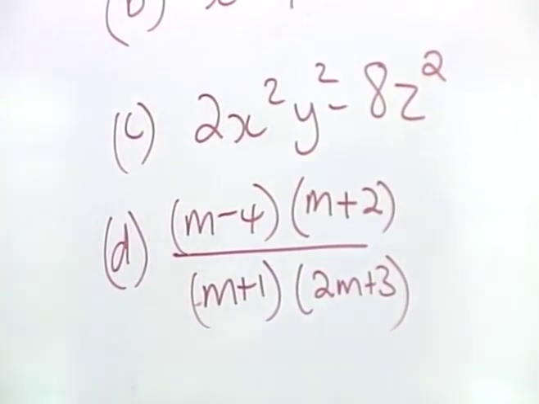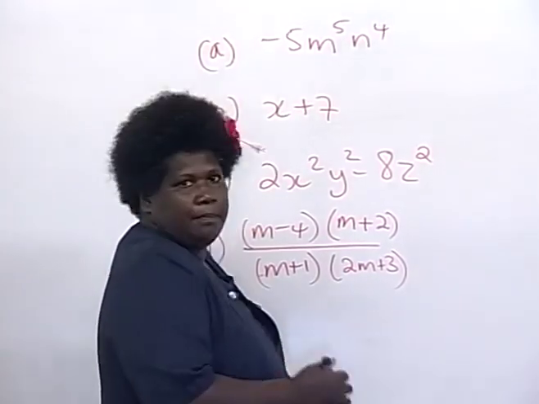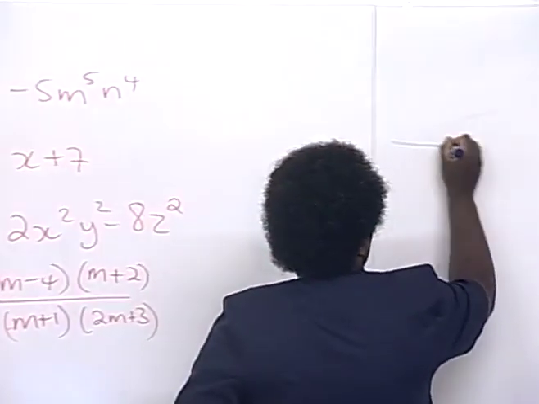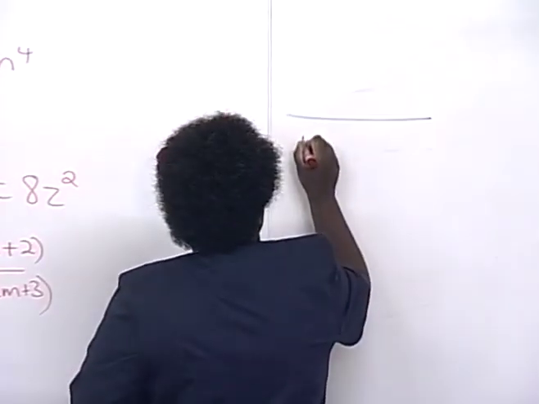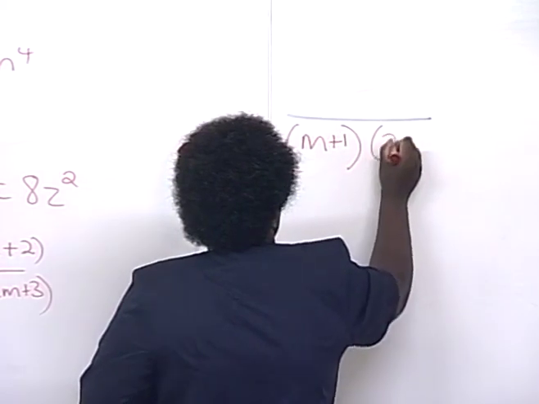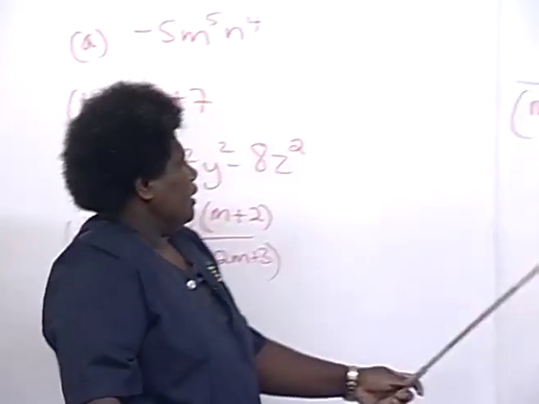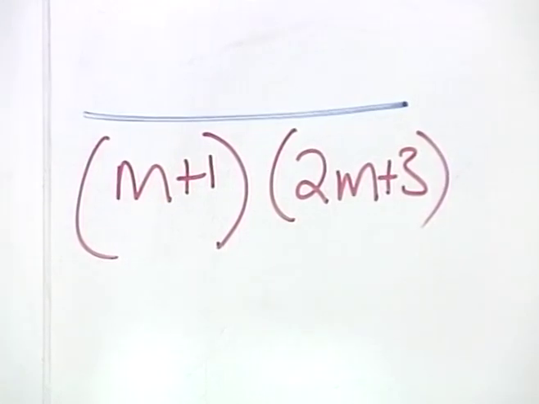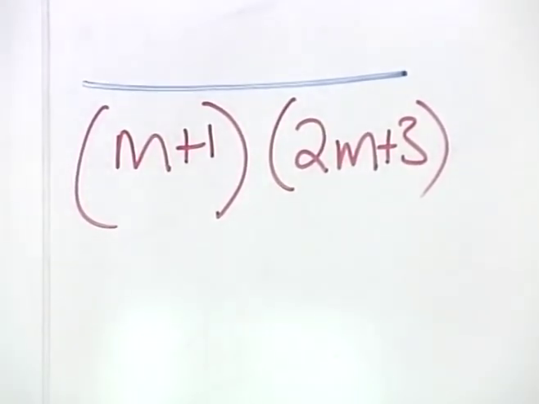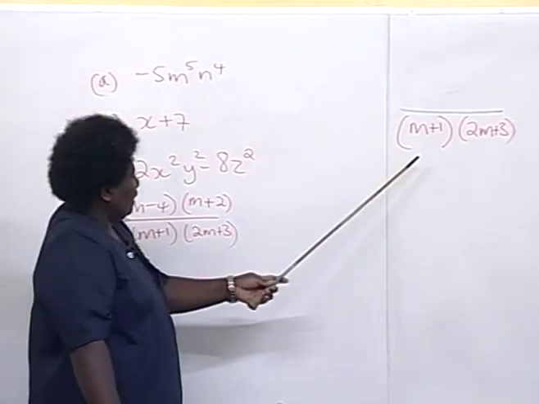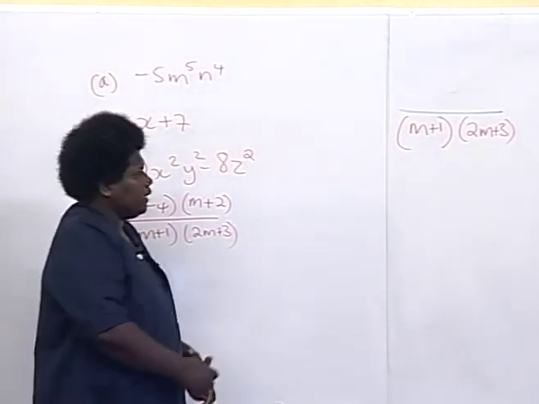Yes? This one? Okay, when you add or subtract algebraic fractions, you're supposed to get the lowest common multiple. Please don't forget. The lowest common multiple of m plus 1 and 2m plus 3 is m plus 1 times 2m plus 3. Then you divide by m plus 1, which is the first denominator. You will get 2m plus 3.